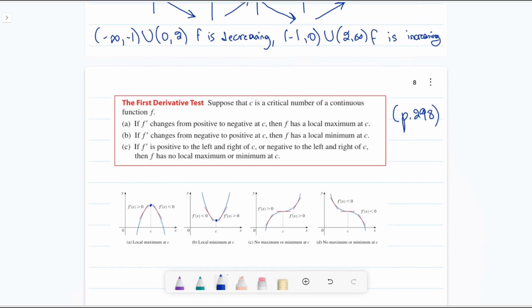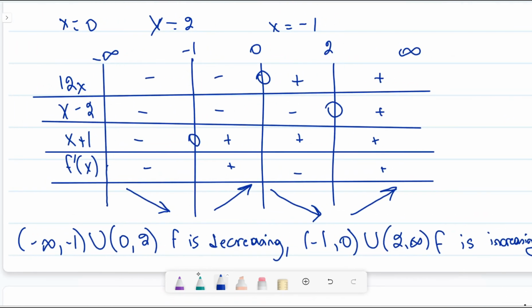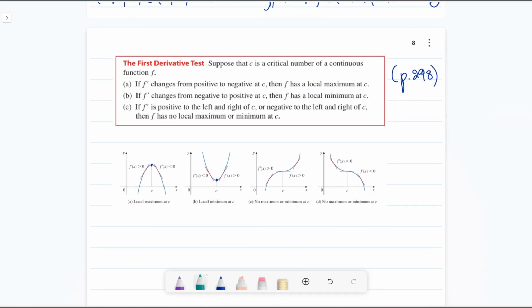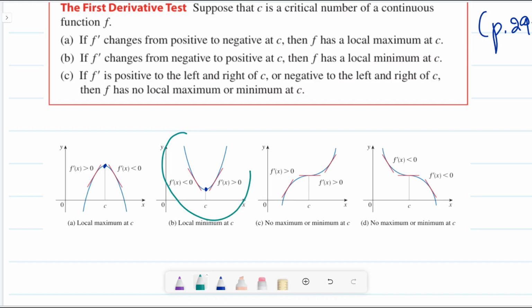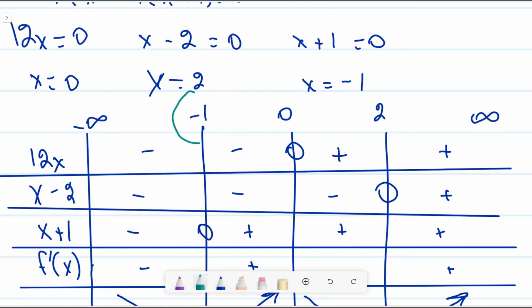Now let's apply what we just learned to the example we were just doing a minute ago. So right here, we can see that f prime of x is first negative, so it's decreasing, and then it becomes positive, so it becomes increasing. So let's look back down here. When it's negative and then becomes positive, this is a sign that we have a local minimum. So we have a local minimum at x equals 1.